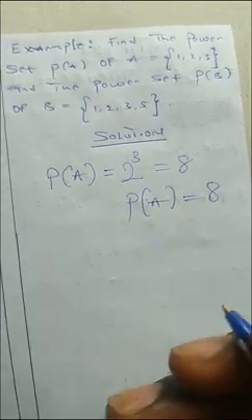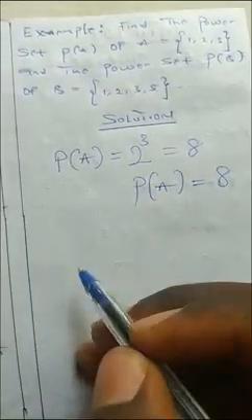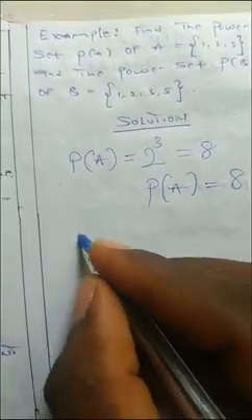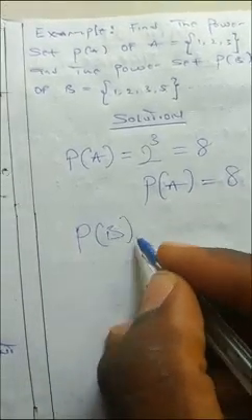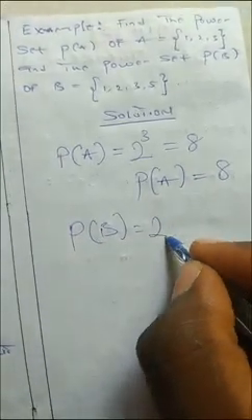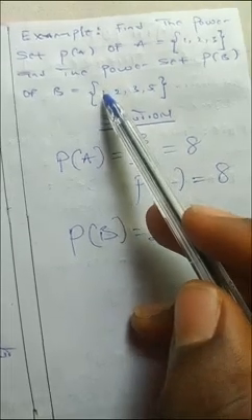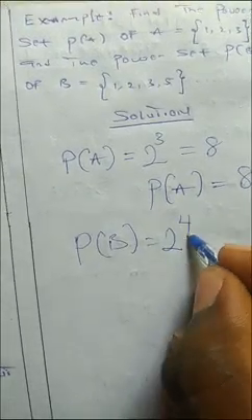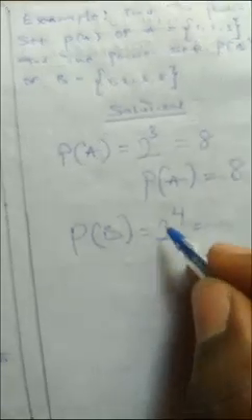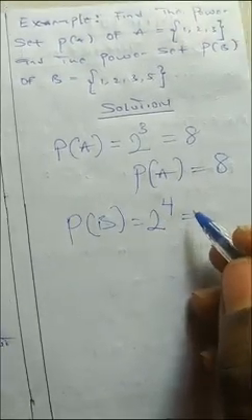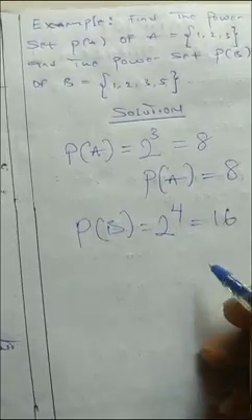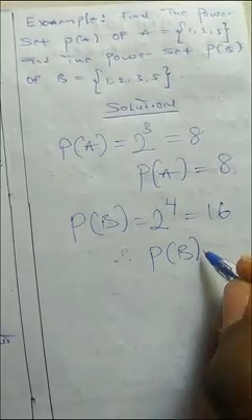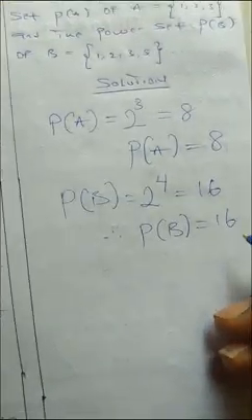Now we'll try to solve this by the arrangement method later. Let's first get the power set of B using the formula method. P(B) is equal to 2 raised to power the cardinality of B. We count the elements: 1, 2, 3, 4. So the number of elements is 4. So 2 raised to power 4: 2 times 2 is 4, 4 times 2 is 8, 8 times 2 is 16. Therefore P(B) is equal to 16. That's our answer.